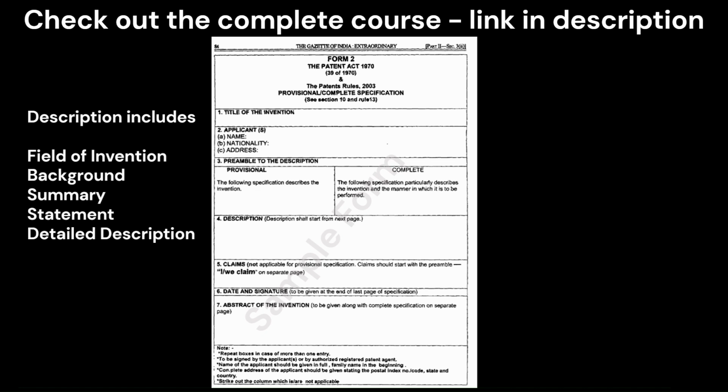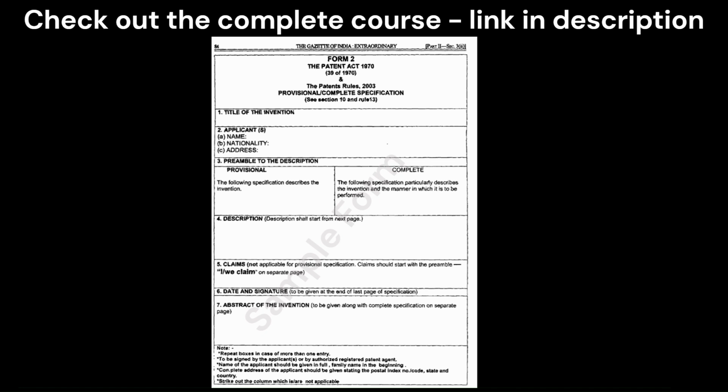Then, the next column is about the detailed description of the invention. This is the main body and explains everything step by step. So you can include drawings and diagrams for better clarity when you are giving the detailed description of your invention. The ninth is about the claims part. And this, as we said, is only applicable in the complete specification. You can leave it as such if it is a provisional application.